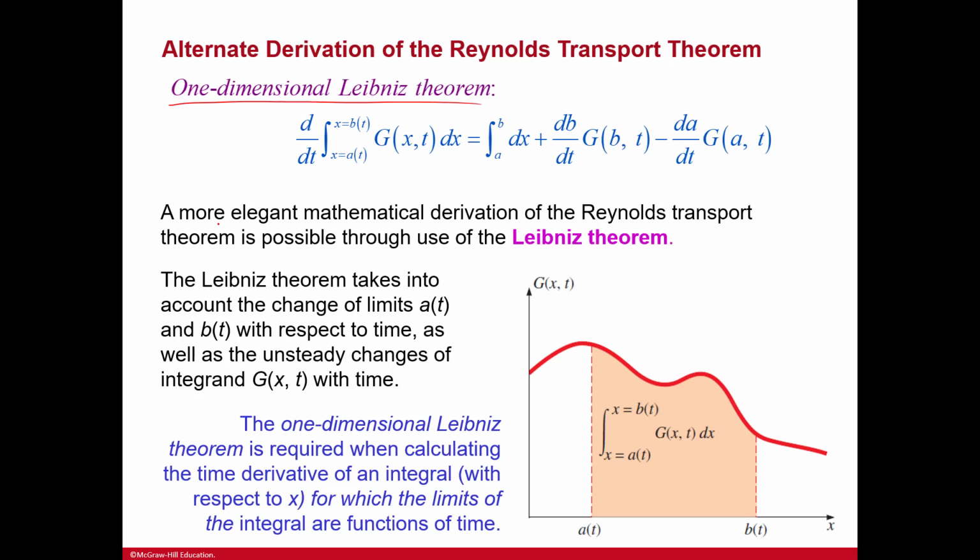And so they describe it as a more elegant mathematical deviation from RTT. And it does take into account the changes in limits, A and T here, with respect to time, as well as the unsteady changes of the integrand G(x,t) with time.